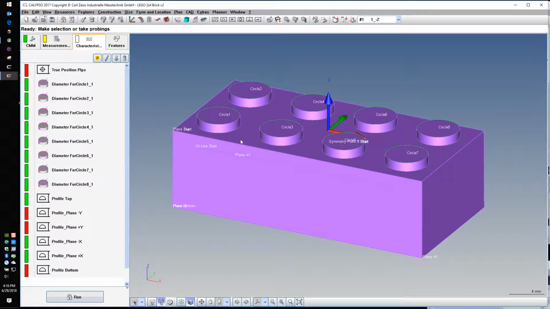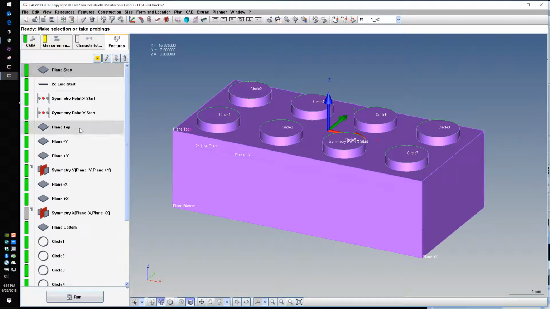So we ran the part, pretty simple. Went through it, took a plane on top, and then created planes on the side to create a symmetry plane, and another plane on the side to create another symmetry plane.